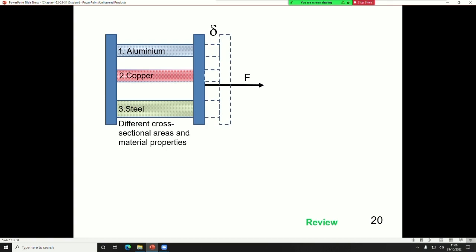But the three bars are made of different materials. They have different cross-sectional areas. So when they all move with the same extension, they could not have the same internal force applied to them. This is based on the theory you learned in chapter one. Delta is equal to Fn over Ae. They have different Young's modulus and different cross-sectional areas, so they cannot have the same internal force. So they all move with the same distance, but they are subject to different internal forces.